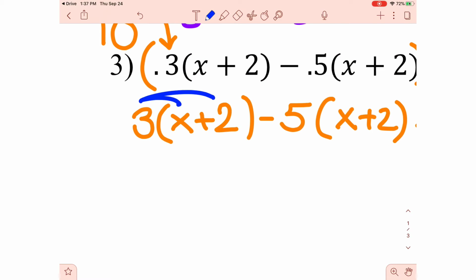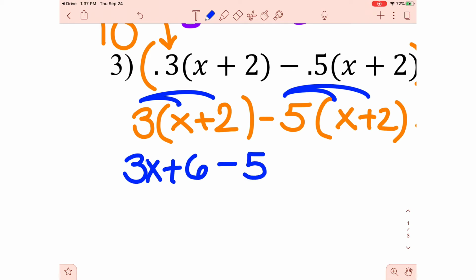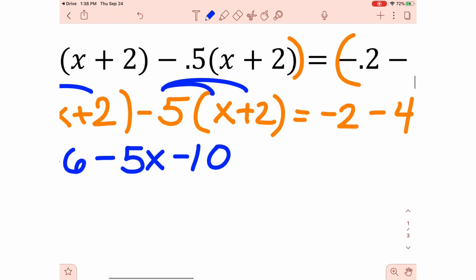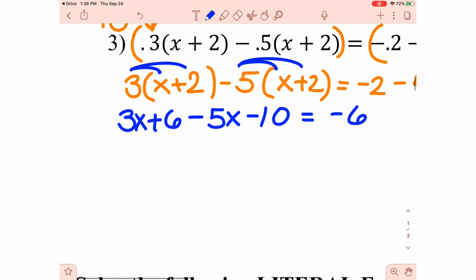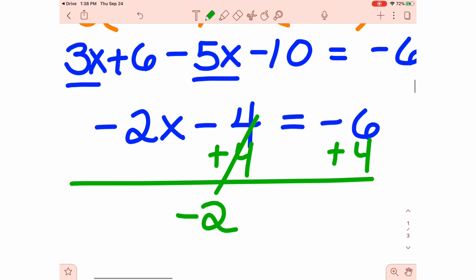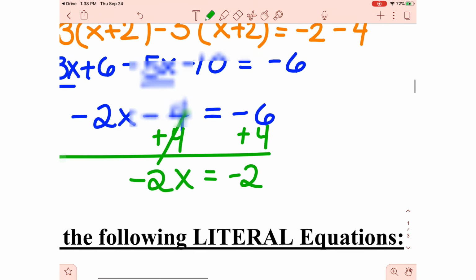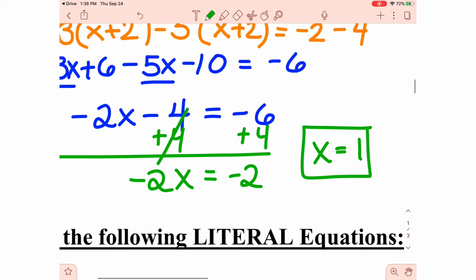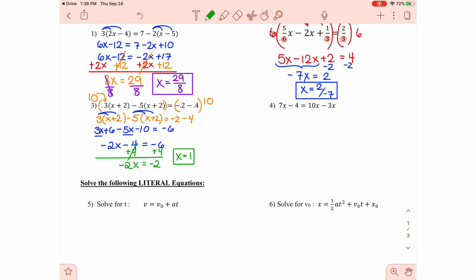So I'm going to distribute my 3x plus 6, distribute the negative with the 5, minus 5x minus 10 equals negative 6. Combining my x's, I'm going to get negative 2x minus 4 equals negative 6. And I'm going to add over a 4. So I get negative 2x equals negative 2. Divide over the negative 2, we get x is 1. Ta-da! A nice answer.